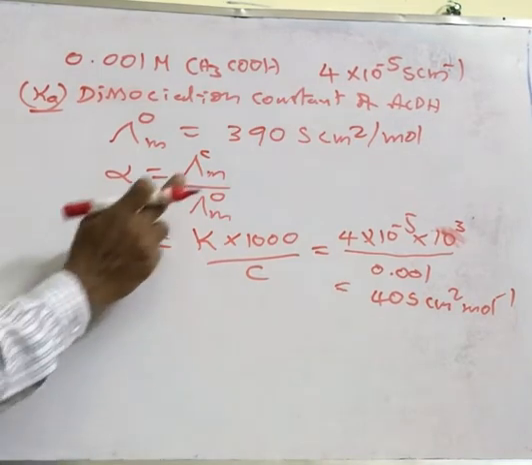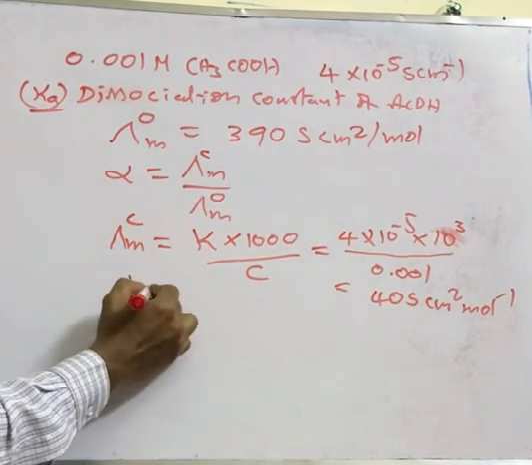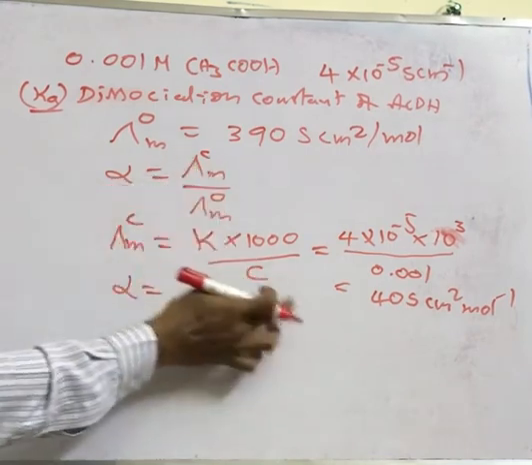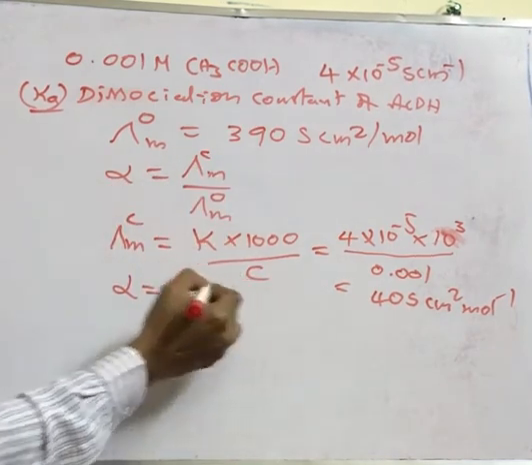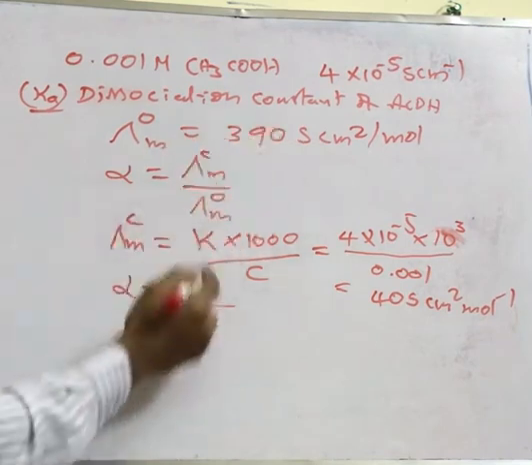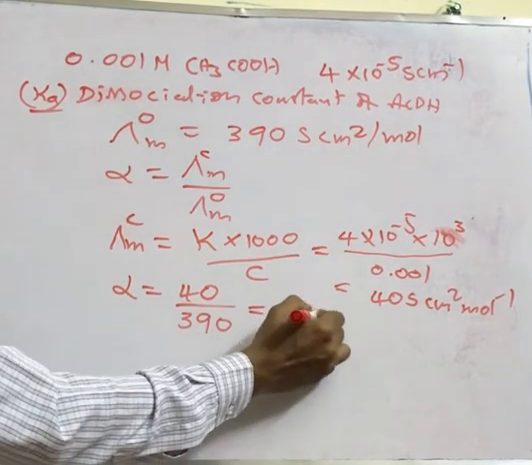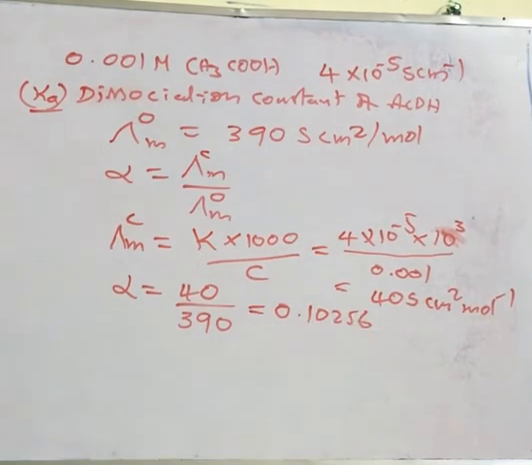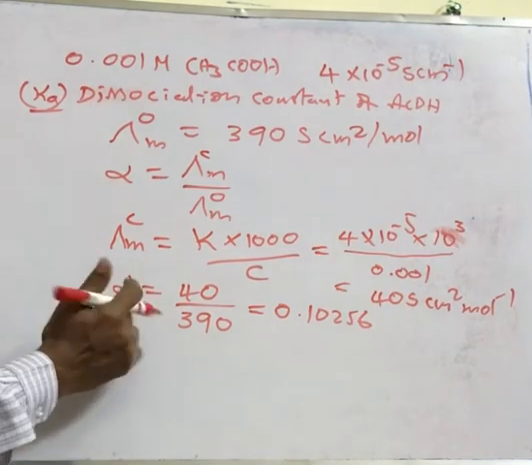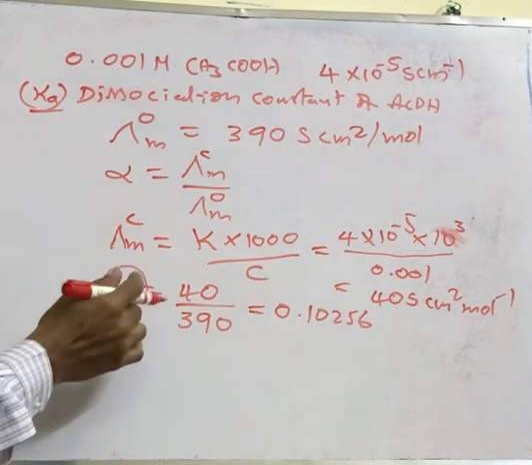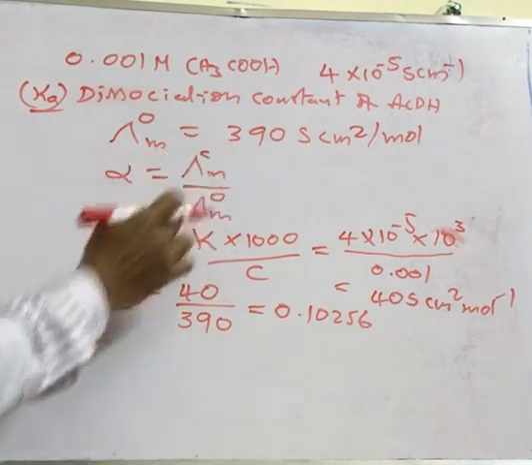Now you got the lambda mc. You know the lambda mc and you know the lambda m at infinite dilution, so you can get alpha equal to lambda mc divided by lambda m naught, that is 390. So 40 by 390 is 0.1010256. You can solve this better. So this is the degree of dissociation. Now you know that alpha value. Using this lambda mc, you got the alpha.